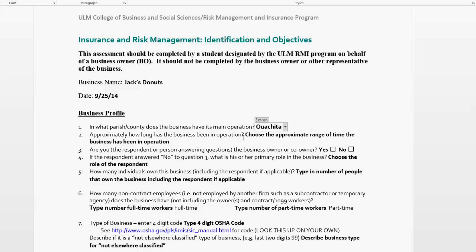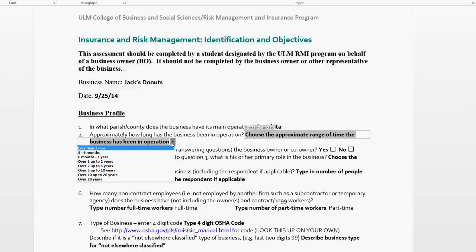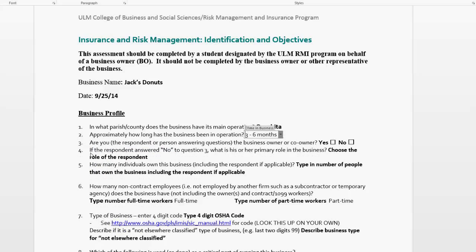Approximately how long has the business been in operation? And you'll see there's a drop down for that. Now, if the business has been in operation for 6 months, which there's two spots really, you could put this either 3 to 6 months or 6 months to a year, do 3 to 6 months for that, because that just reflects that it's a newer business. Then you're asking them if they're the respondent.